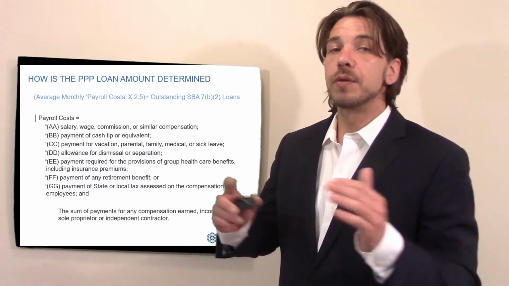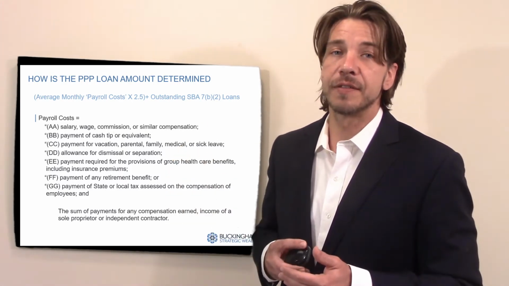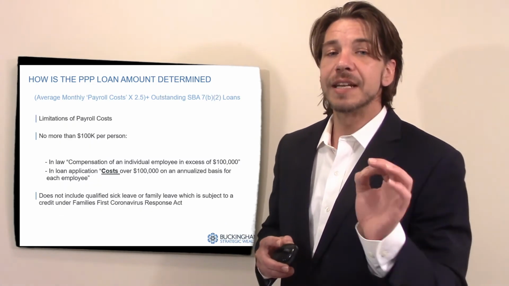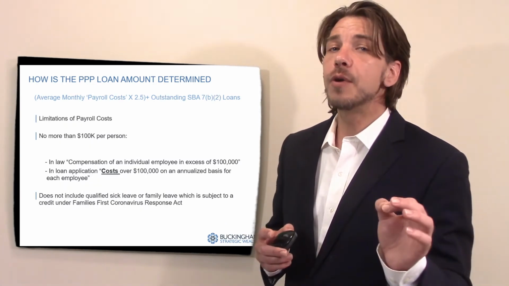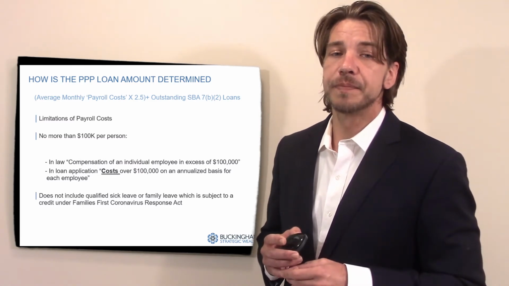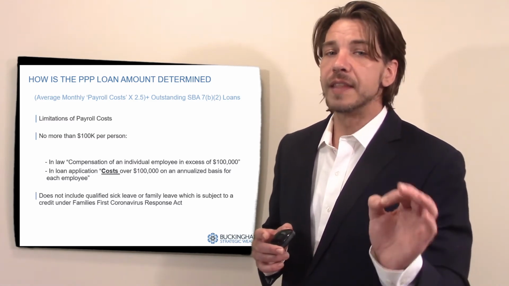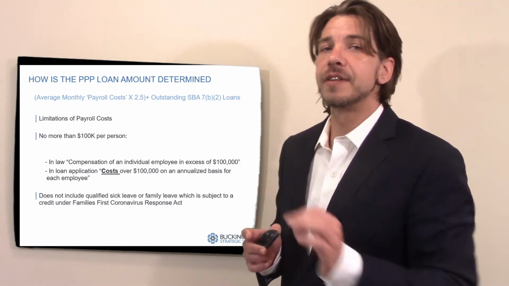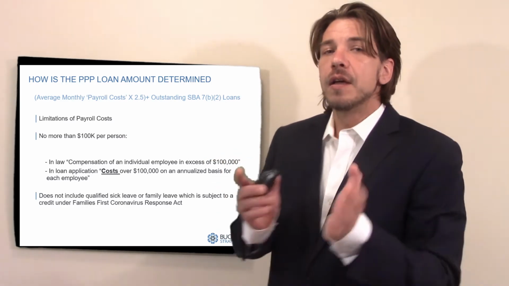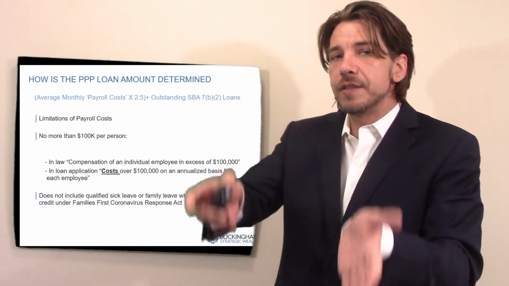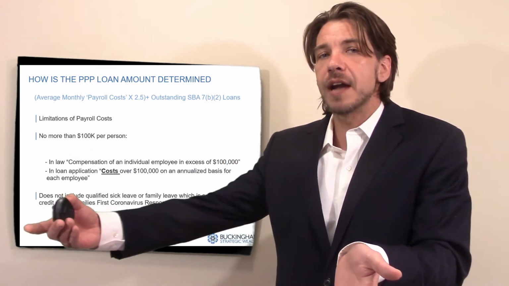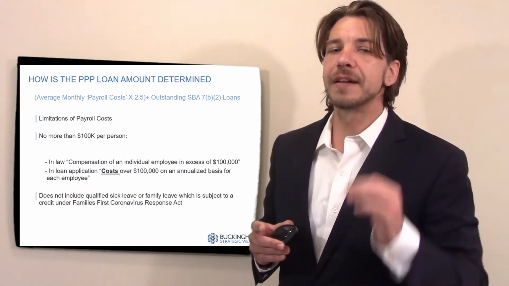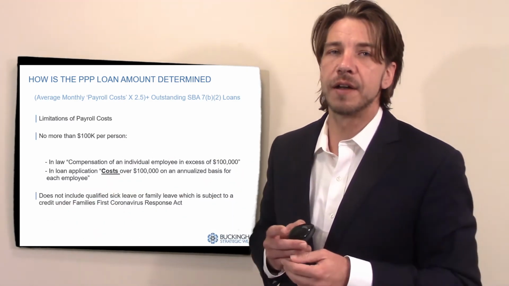However, that total cost is capped at $100,000 per individual. So that's the limitation on this aspect. No more than $100,000 per individual. In the act itself, it says compensation of an individual employee in excess of $100,000. That compensation first was read to say, okay, we can do the compensation, then apply the retirement benefits for the prior year. However, in the application, it goes back to the language of costs over $100,000.